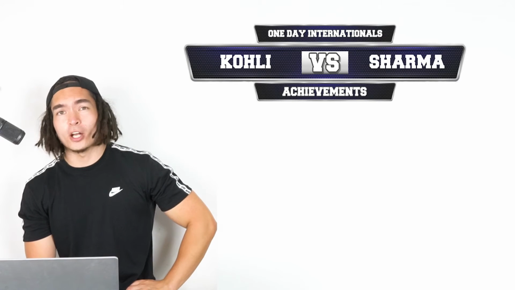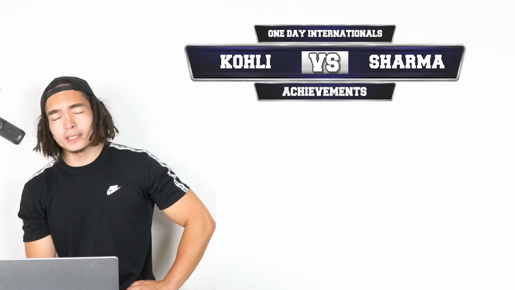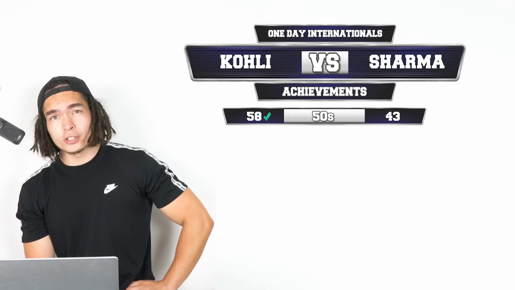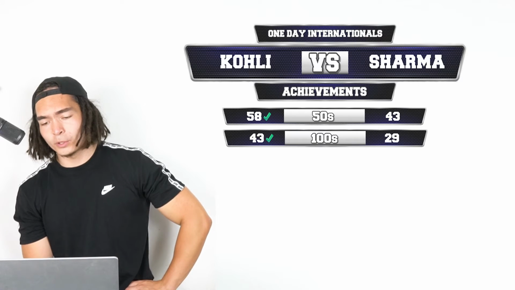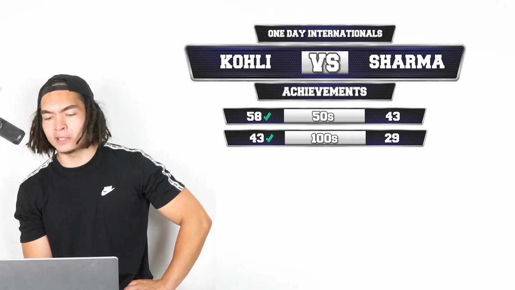Now, moving on to the big one here, because we know that these two players really excel and are really known for their ODI playing ability. So the ODI achievements category. For 50s, Kohli, 58. For Rohit Sharma, 43. For centuries, Kohli, 43. Rohit Sharma, 29. So Kohli clearly dominating there.